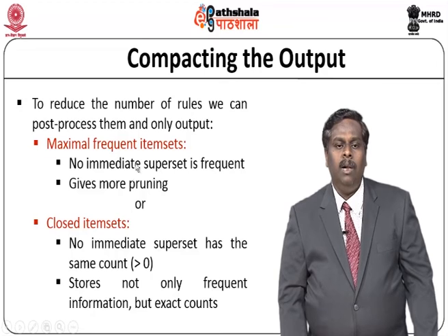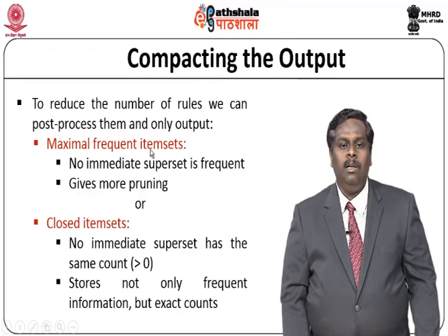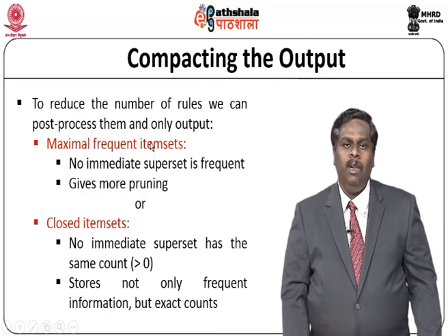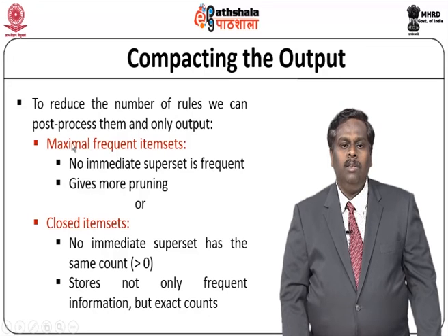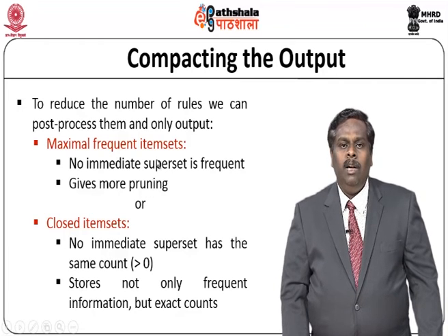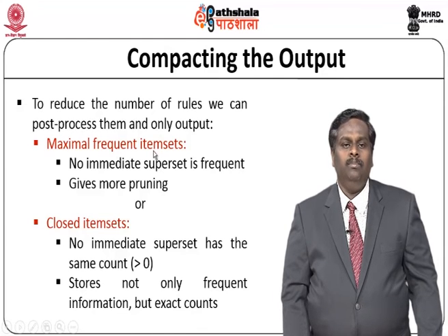Two such metrics are maximal frequent item set and closed item set. What exactly is meant by maximal frequent item set is, suppose there is an item set which is frequent, but you want to consider this to be maximal, then none of its immediate supersets must be frequent, and when they are not frequent, you consider that to be a maximal frequent item set.